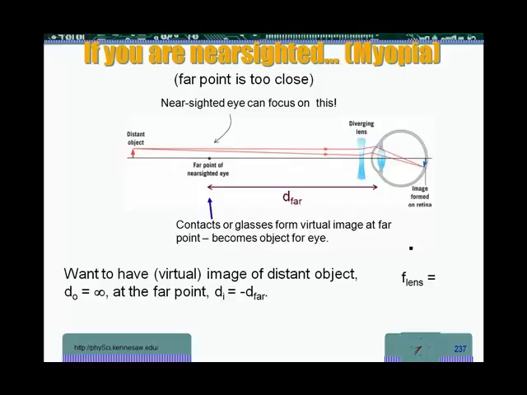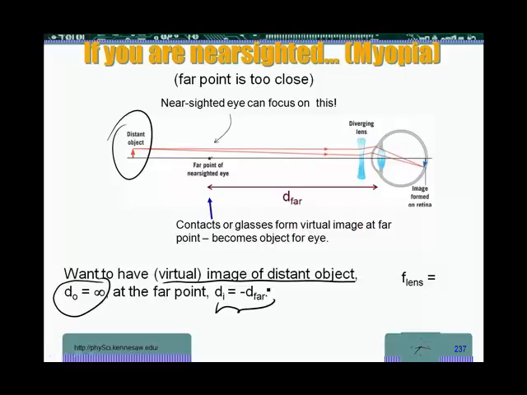Okay, again. If this is my distant object, the contact lens is going to make the image of that distant object at the far point. That's contact lenses or glasses, whatever it is. So what we want is a virtual image of distant objects. What's a distant object? A distant object is an object at infinity. We want its image at the far point, at d_i equal to minus d_far.